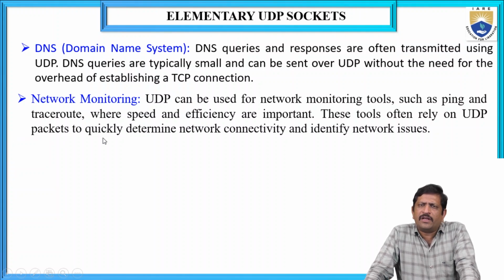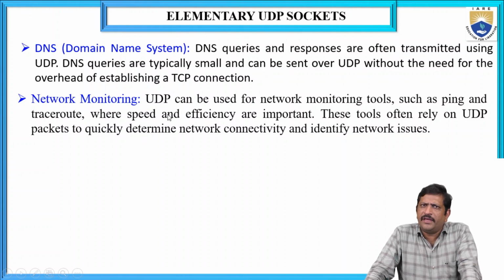Network monitoring. The User Datagram Protocol can be used for network monitoring too, such as ping and traceroute, where speed and efficiency are very important. Why? Because with speed, data transparency can be improved, and efficiency is also improved. That's why these two are considered very important factors in network monitoring.